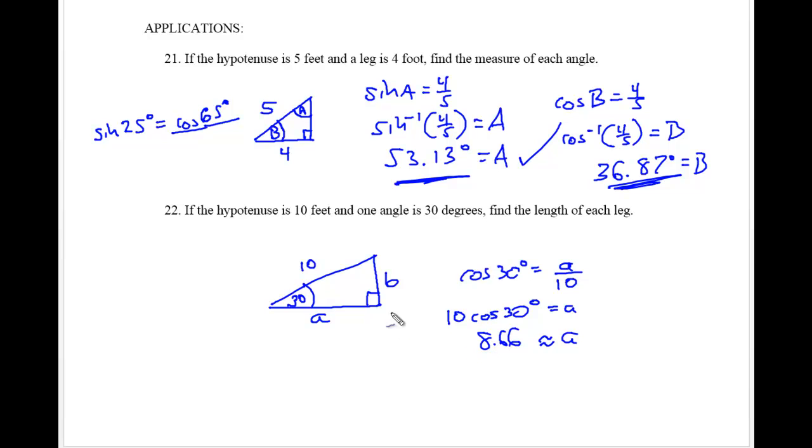Now, to find B, I'm going to use my Pythagorean theorem. 10 squared minus 8.66 squared is equal to B squared. If I subtract these two, I get a number that's pretty close, and if rounded correctly, gives me 25 equals B squared. You're going to find out that B is equal to 5. This, my friends, what I've just done, is the 30-60-90 triangle.